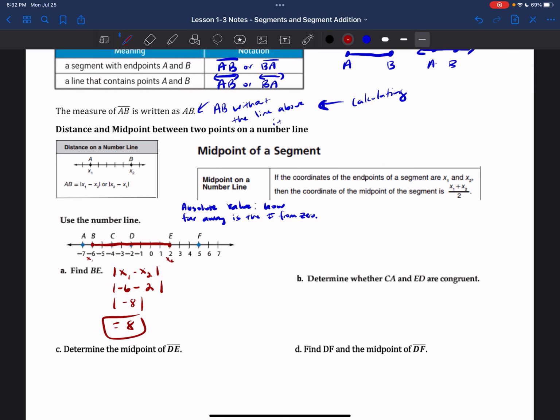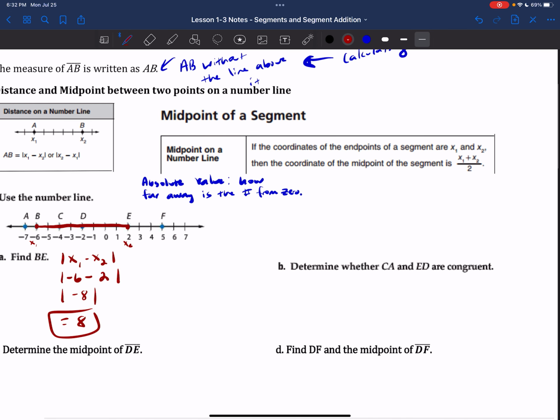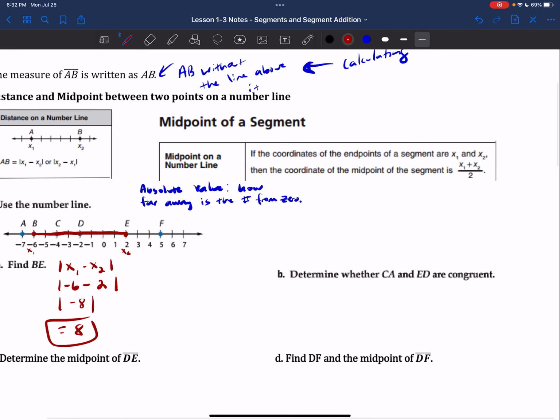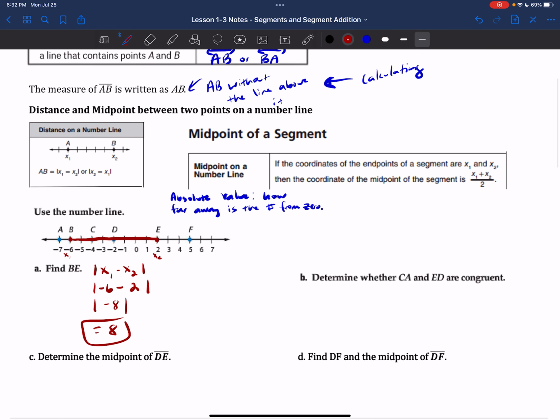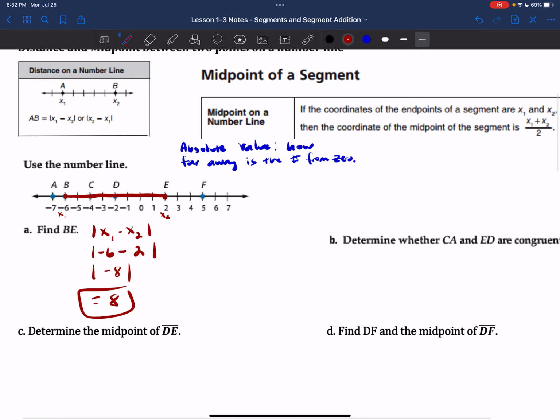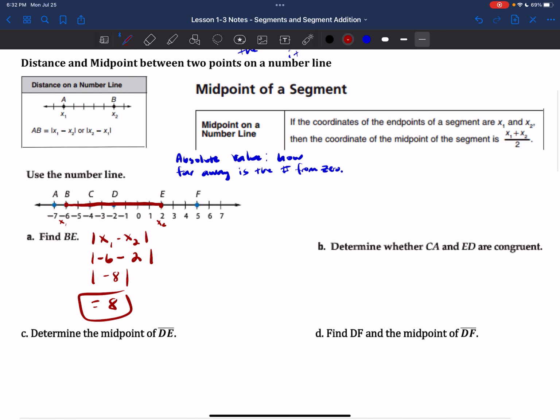And then let's go ahead and take a look at B. It says determine whether CA and ED are congruent. So when I'm saying congruent, I'm saying, okay, are the distances CA and ED the same? Are they congruent? Are they the same? So let's go ahead and calculate CA. I'm going to go ahead and start erasing this.